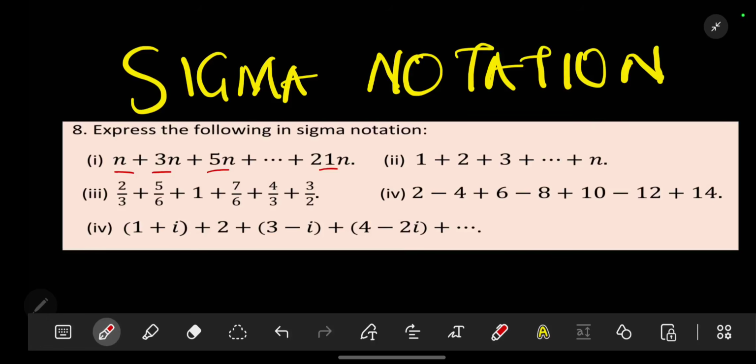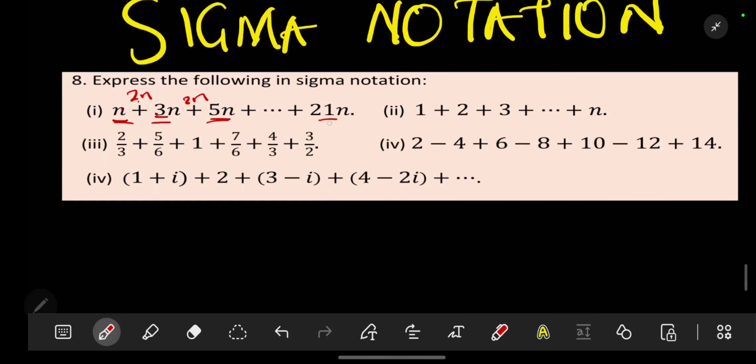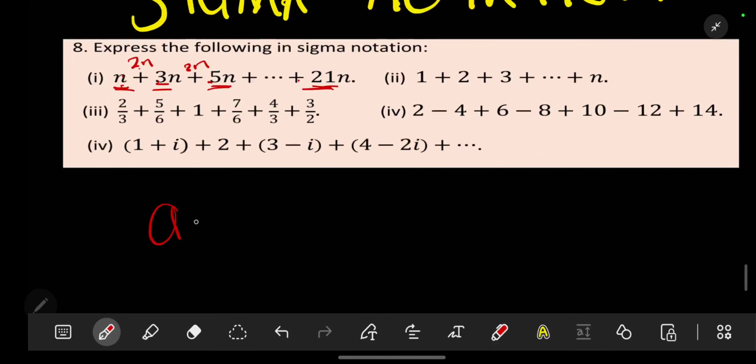So what are we going to have? For the first one, as you can see, n, 3n, 5n. So we are adding 2n. n plus 2n is 3n, plus 2n is 5n, plus, until we reach that. Now what we need to do is find how many terms are here if we have an n. So we are going to use the AP.